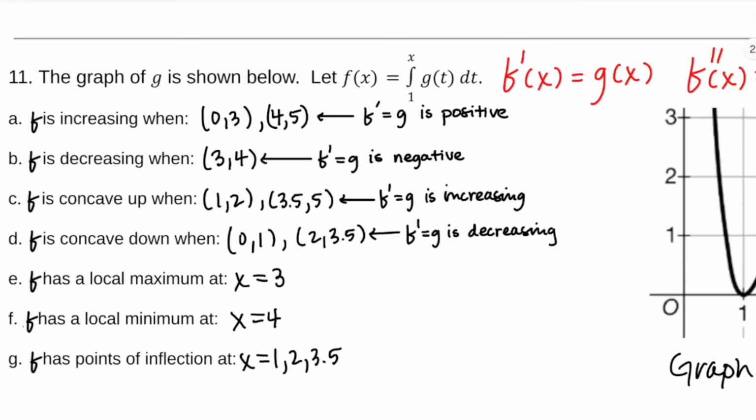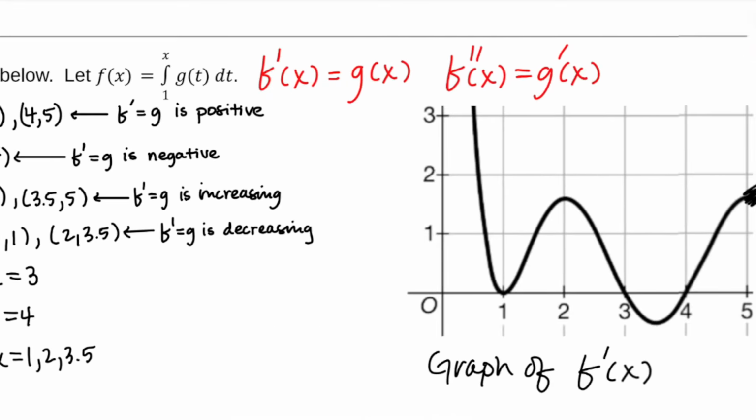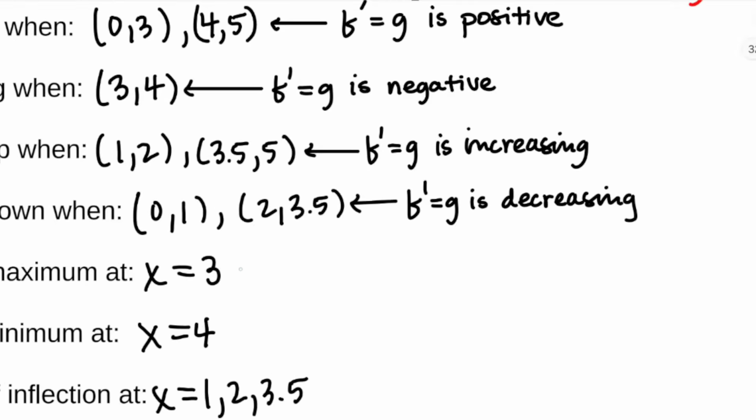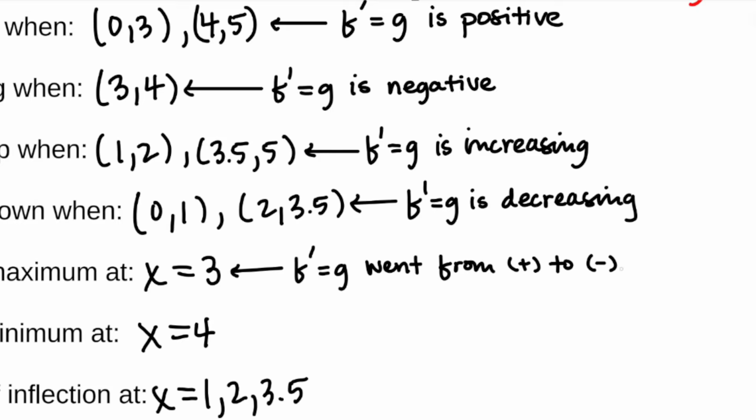A maximum is where the graph went from positive to negative. So I'm going to say f prime, which I still know is g, went from positive to negative. Okay. X equals 4 is going to be the opposite. The derivative went from negative to positive.